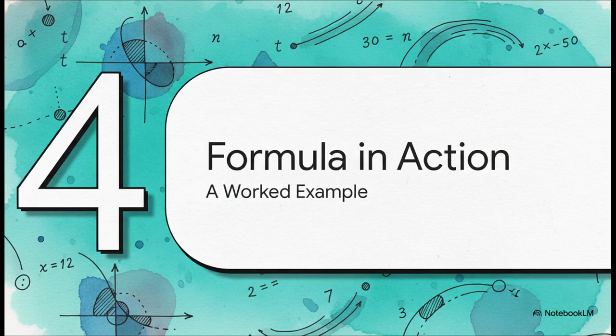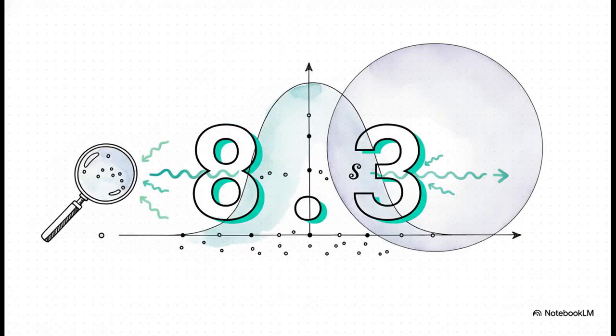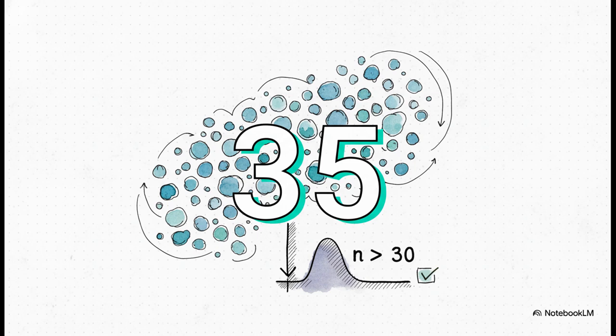Okay, enough theory. Let's be real. The best way to get comfortable with a formula is to see it in action. Let's plug in some actual numbers and watch it work. So let's pretend we've done our study, and the average we calculated from our sample, our X-bar, is 52.4. And we also calculated the standard deviation of that sample, our S, which turned out to be 8.3. And finally, we talked to 35 people for our sample. That's our N. And notice, since 35 is bigger than 30, we've met one of our key conditions.